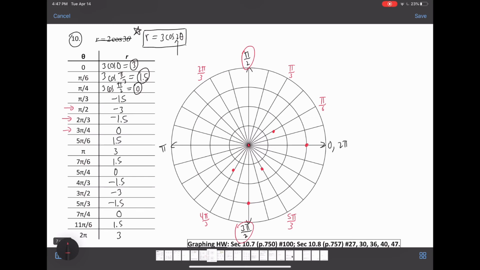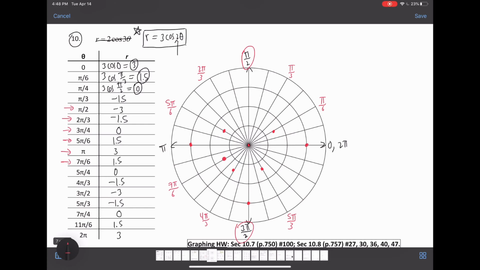We already know about that one. 5 pi over 6 is 1.5. All right, halfway there. Pi is 3, so pi, 3. 7 pi over 6 is 1.5, so 1.5 will come right there.